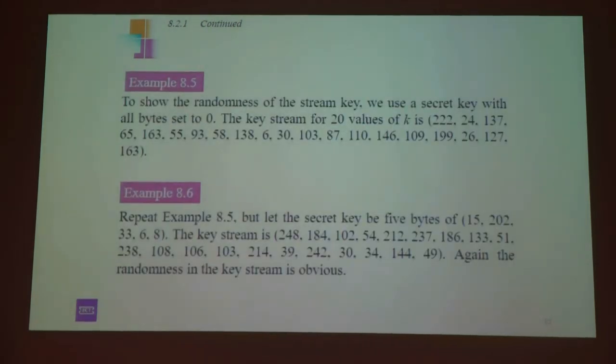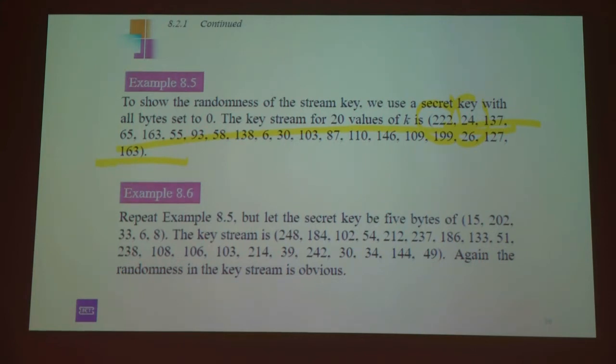So for example, to show the randomness of the key stream, we use a secret key with all bytes set to 0. So the initial key is 0. The key stream for 20 values of key is this. From the initial key, to encrypt the first byte, what will the key be? 222. For the second byte it will be 24, and so on and so forth. So it's completely random.